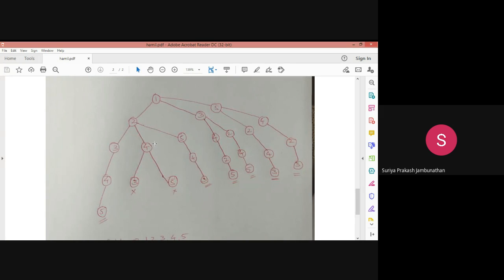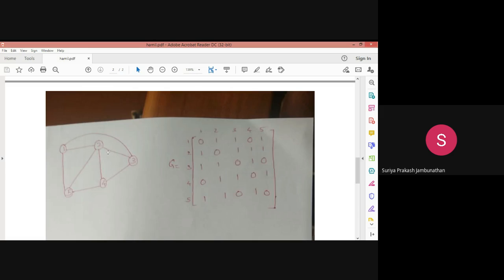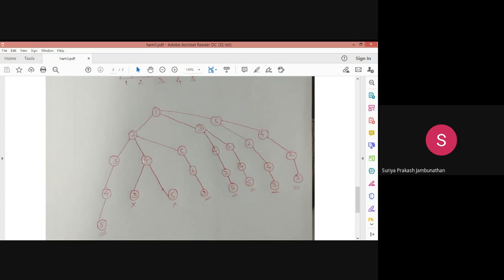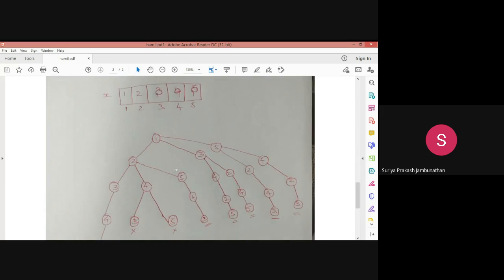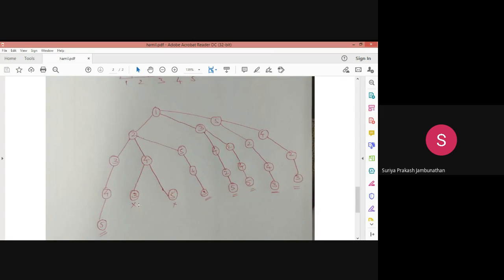So the second Hamiltonian cycle we have to try for. So 1, 2, 4 we are taking. After 4, we have 2 connectivities. From 4, what are the 2 connectivities? One is 3, another one is 5. So when you are putting 3 and 5, what happens here? From 3, is it possible to reach 1? From 3, it's possible to reach 1, but there is a missing node. So what is the missing node? 5 is missing here. We are not able to visit 5, so it's not a Hamiltonian cycle.